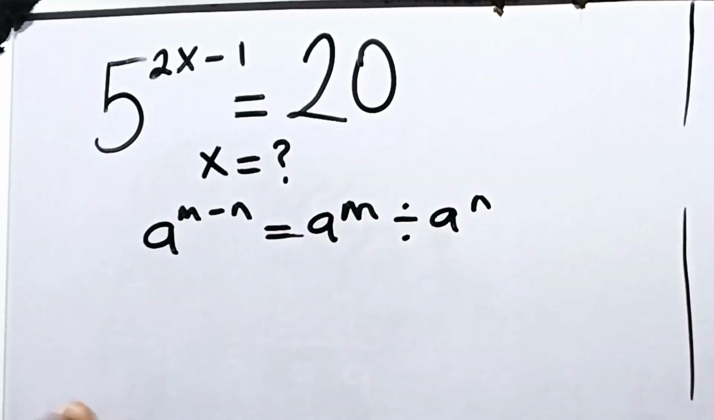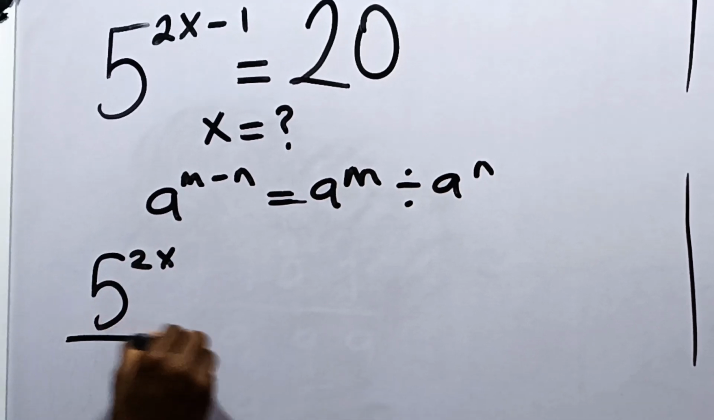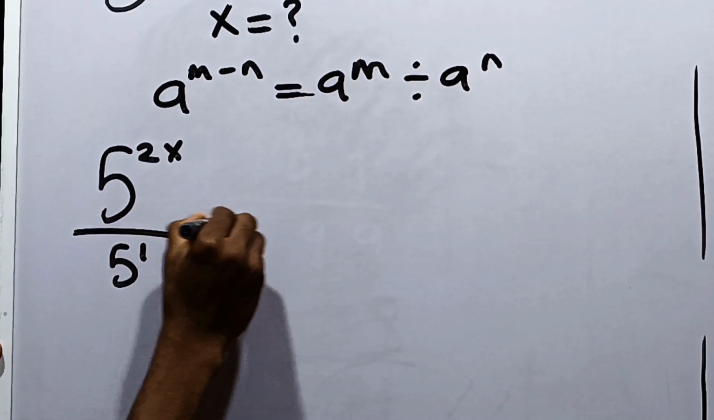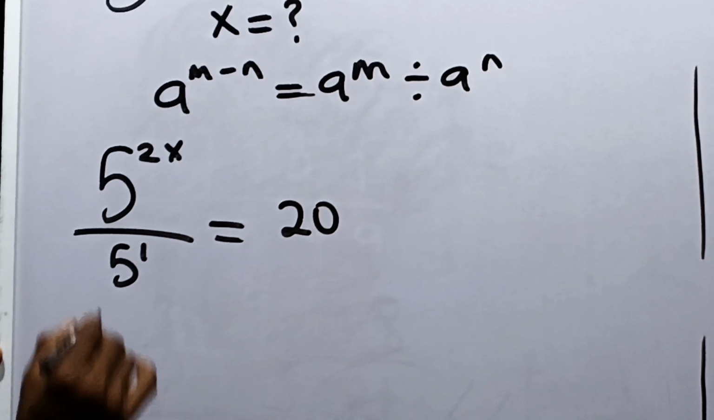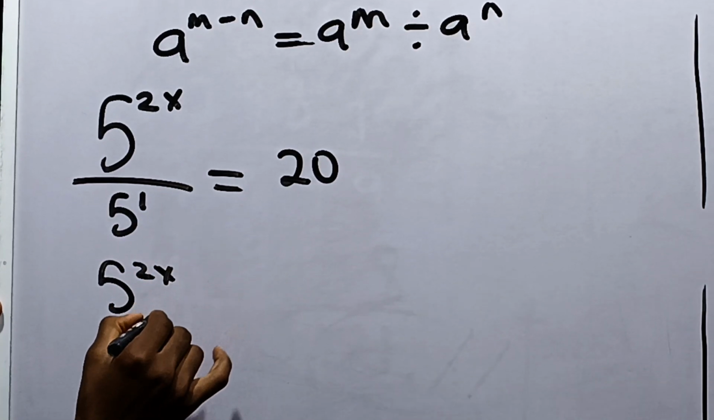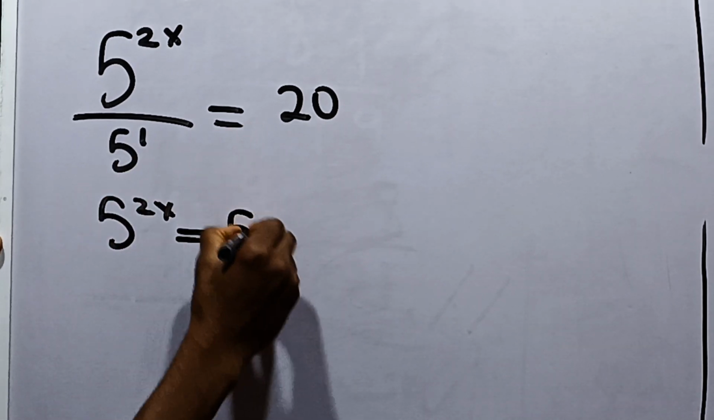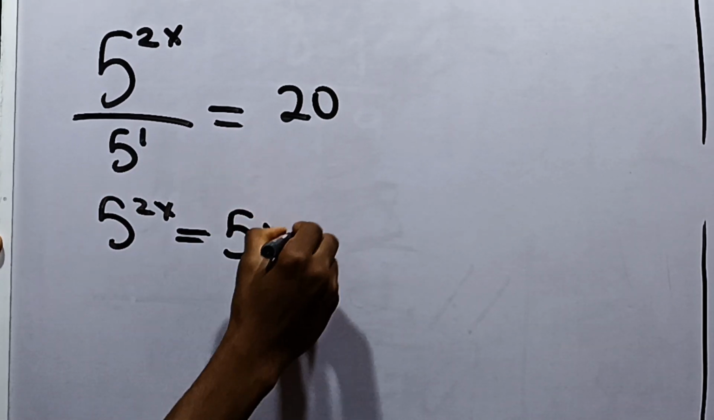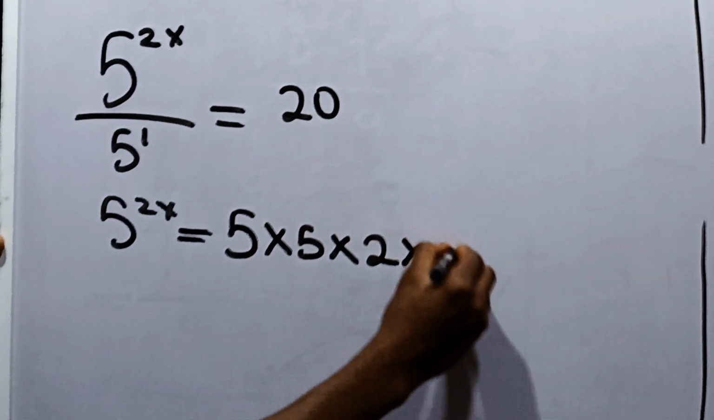Applying the same law here, we're going to have 5 raised to the power 2x divided by 5 raised to the power 1, and this is equal to 20, okay? Now, we can rewrite this as 5 raised to the power 2x to be equal to 5 raised to the power 1 times 20, so we have 5, and 20 is 5 times 4, okay? So 5 times, say, 2 times 2, which is 4, okay?